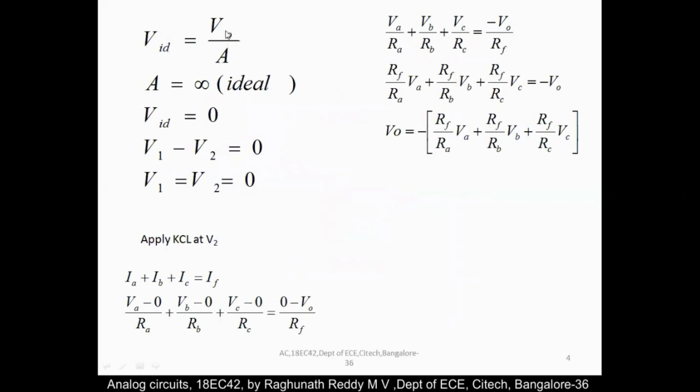VID equals V0 by A; A is infinite, so VID is 0, V1 minus V2 equals 0, V1 equals V2. This is called the virtual ground concept. If V2 equals 0, apply KCL at V2: incoming currents IA plus IB plus IC equal outgoing current IF. Now you can write IA, VA minus 0 by RA, plus VB minus 0 by RB, plus VC minus 0 by RC, that is equal to 0 minus V0 by RF.